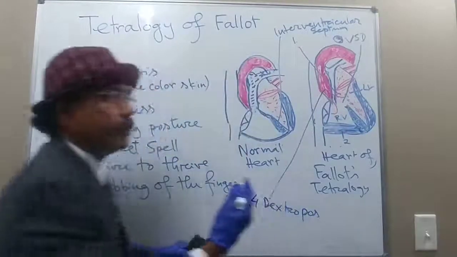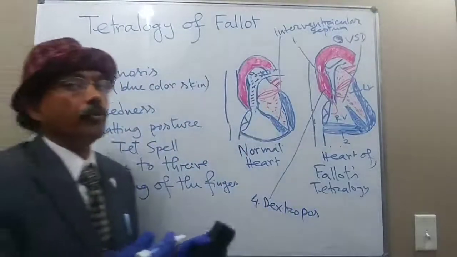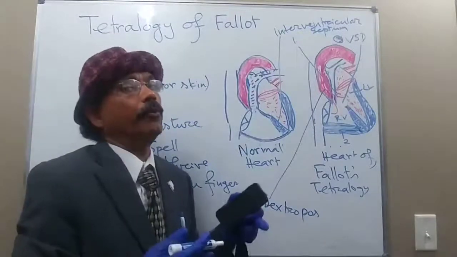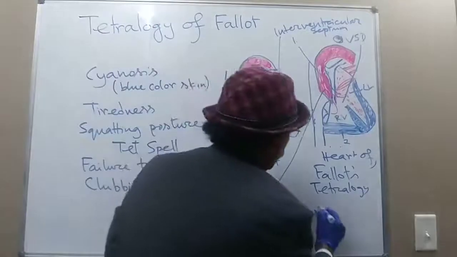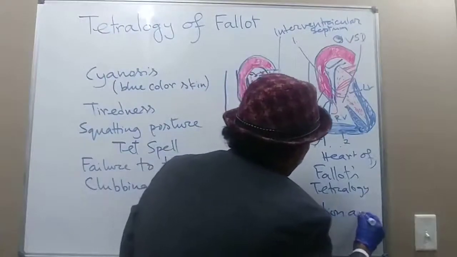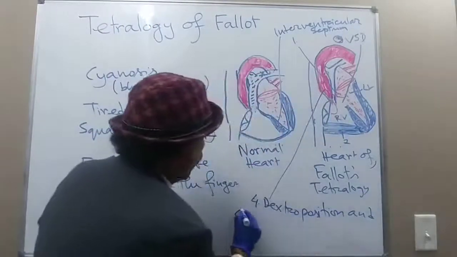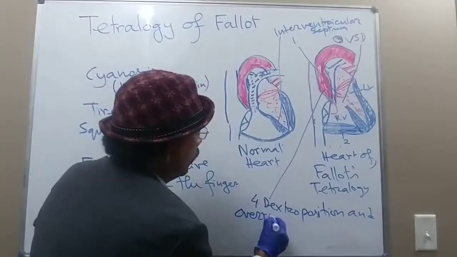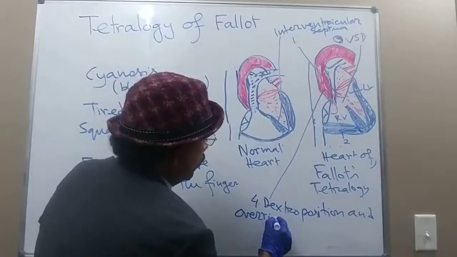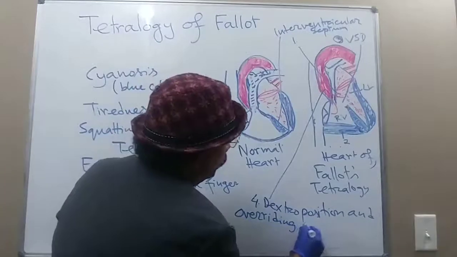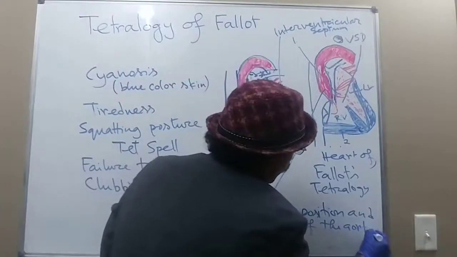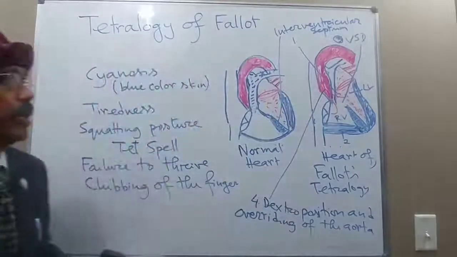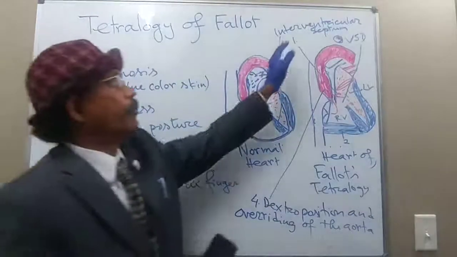Juxtaposition: the aorta is deviated towards the right. The aorta is comparatively larger than the pulmonary trunk, a wider aorta. And overriding of the aorta: the aorta is riding over the left ventricle and right ventricle. So these are the 4 components.